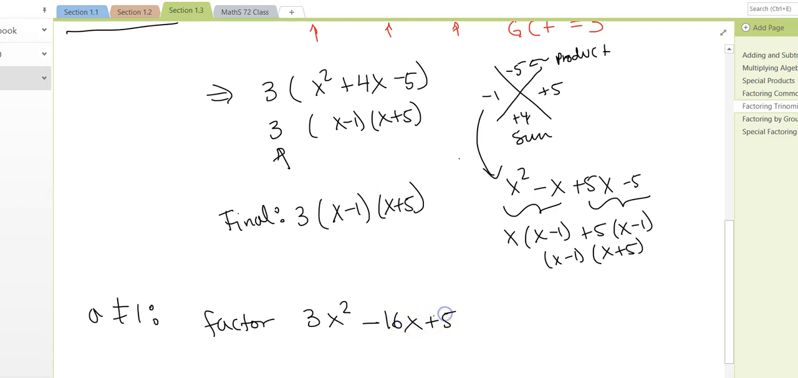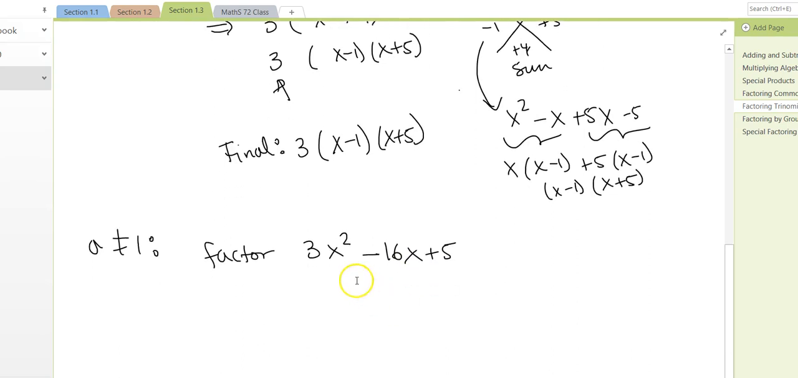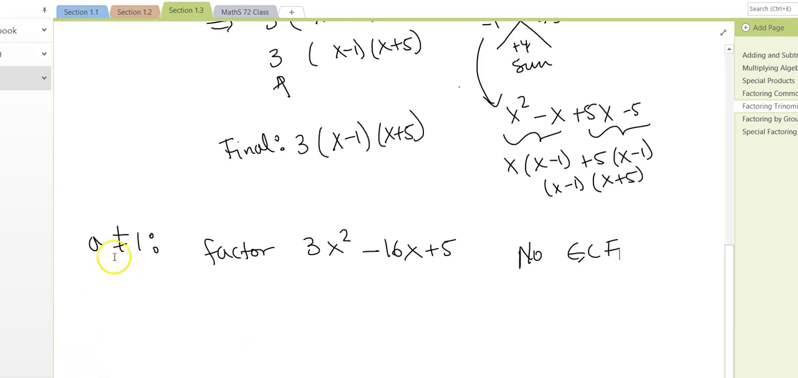So notice again that I have a coefficient of 3, but unlike before, where 3 was common to everything, the 3, the 12, and the 15, now 3 is not common to 16 or 5. So there is no GCF here. So we have to factor. And there are other ways that you can factor. You can do trial and error. Sometimes you might be able to just see it and the factors come out. I still like to employ the BC method.